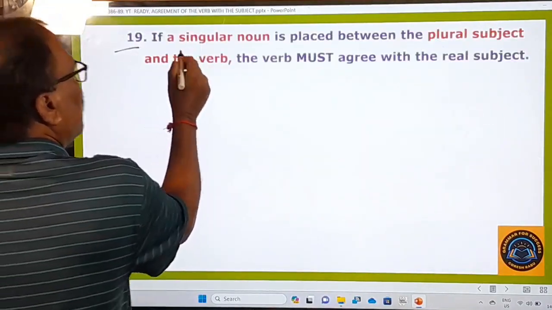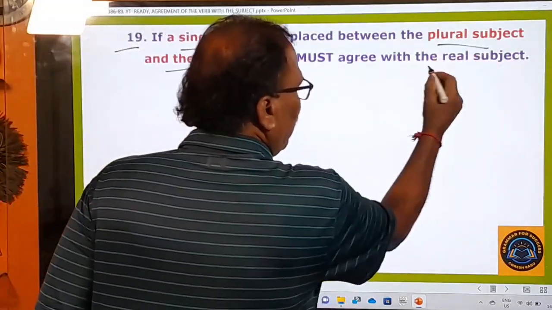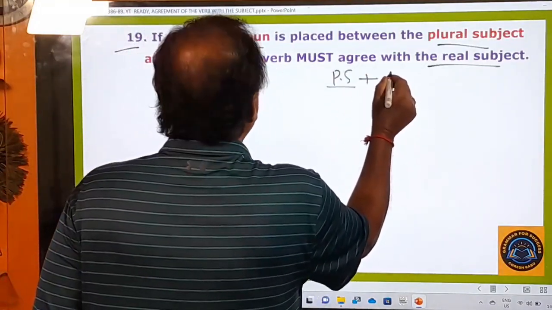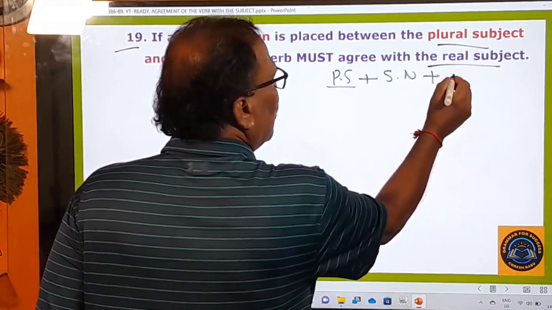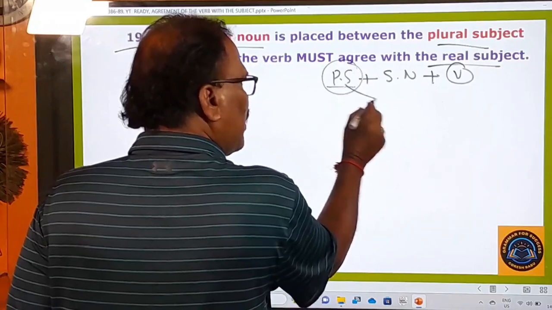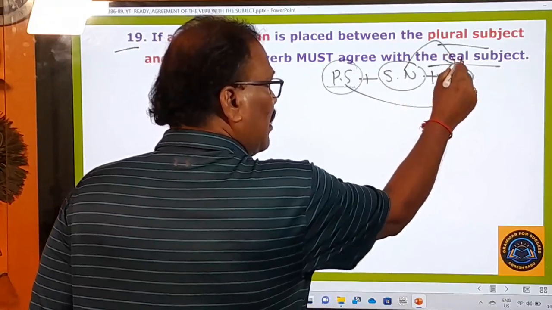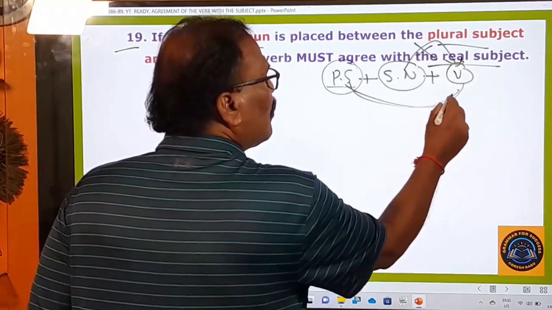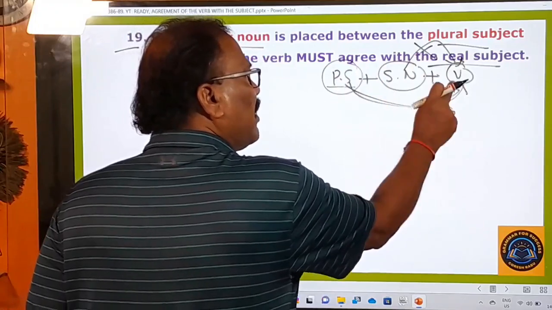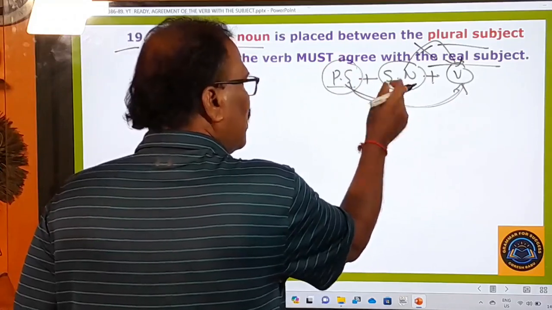19th rule here. If a singular noun is placed between the plural subject and the verb, the verb must agree with the real subject again. So plural subject, then a singular noun, plus the verb. When that is the case, between this plural subject and verb there is a singular noun, don't use the verb according to this, but according to this you have to use. Remember, not according to the singular noun used between the plural subject and verb, but according to the subject itself. This is the real subject. I have just now told you that.